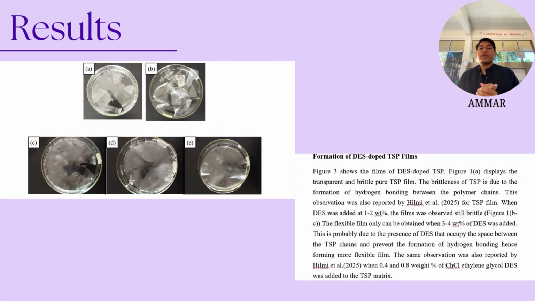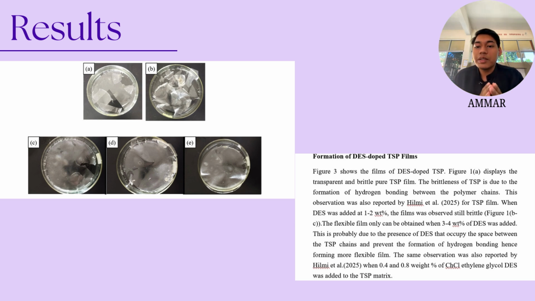We have 5 samples from our lab session. And then you can see here in Figure 1A, it displays the transparent and brittle pure tamarind polysaccharide film. The brittleness of TSP is due to the formation of hydrogen bonding between the polymer chains. This observation was also reported by Hilmi et al. 2025 for the TSP film.